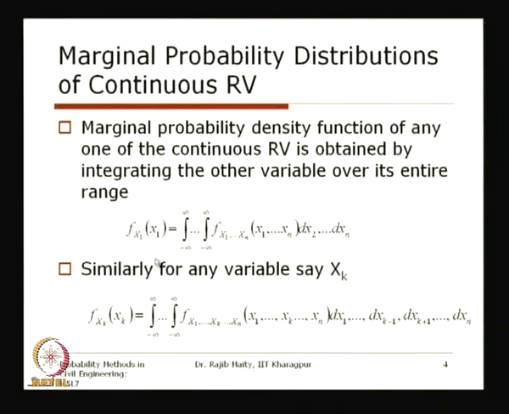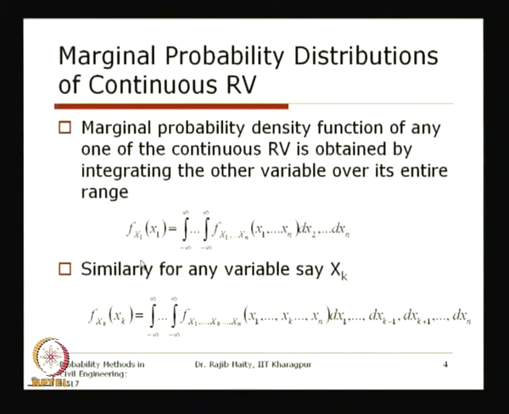So here one example is given. For example, out of these n random variables x1, x2, x3 up to xn, we are interested to know the marginal distribution of the first one, that is x1 itself. Then we have to integrate over the entire range of the remaining random variables, that is x2, x3, x4 up to xn. That means we marginalize out the other random variables to get the marginal probability distribution.